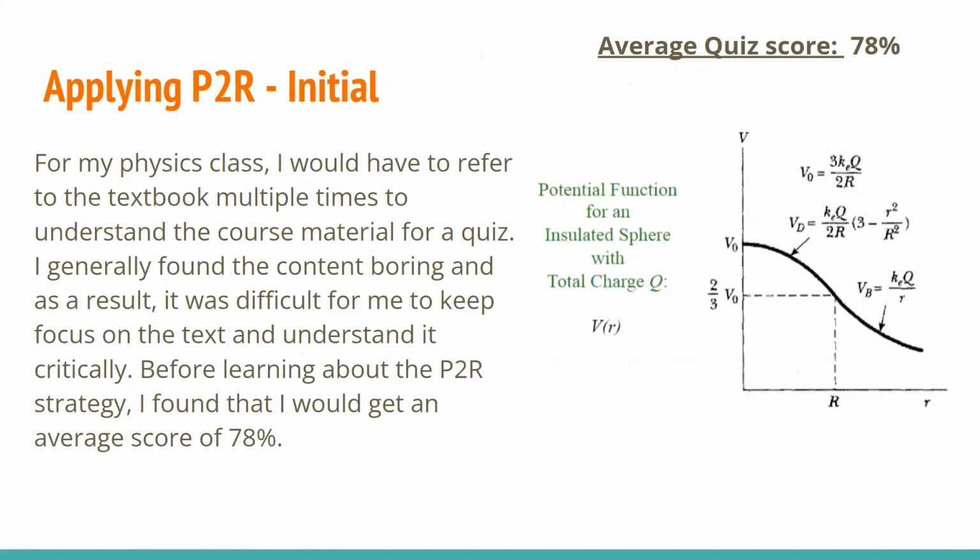I also used the P2R strategy in order to understand the content of my physics class. I would have to constantly refer to the textbook to understand the course material for a quiz. I generally found the content to be boring, and as a result, it was difficult for me to keep focus on the text while understanding it critically. Before learning about the P2R strategy, I found that I would get an average quiz score of 78%.